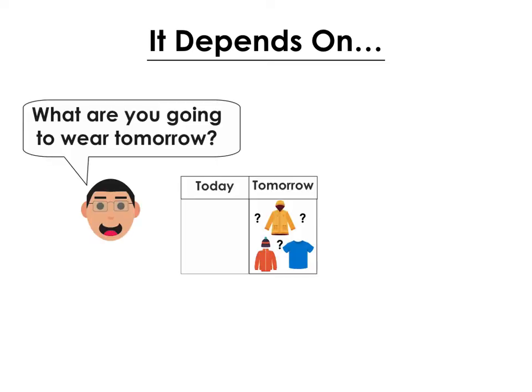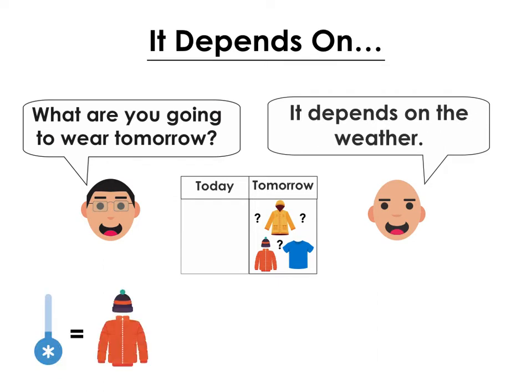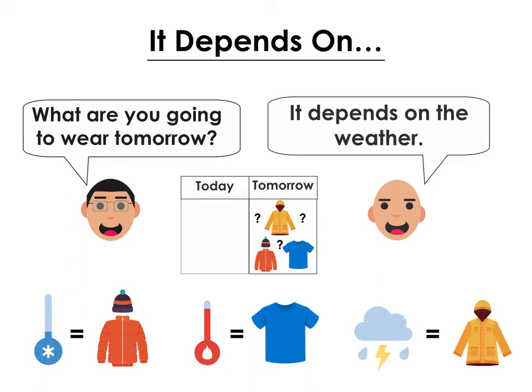So, if the question is, what are you going to wear tomorrow? We could say, it depends on the weather. This means, if it's cold, I'll wear a coat. If it's hot, I'll wear a t-shirt. And if it's rainy, I'll wear a raincoat. It depends on the weather. It depends on is often followed by a noun. In this case, weather.